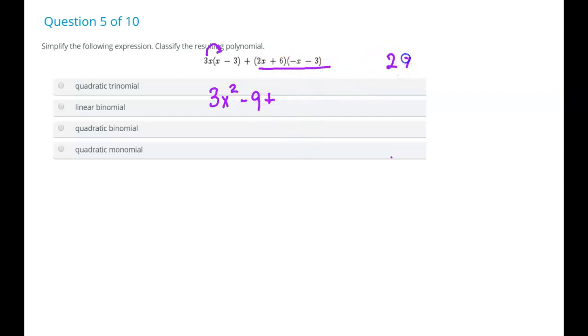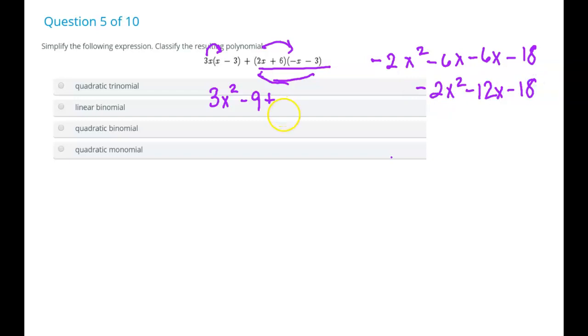So 2x, this would be a negative 2x squared. Your outer would be a negative 6x, your inner would be a negative 6x, and your last would be a negative 18. So you would then be combining your like terms, negative 2x squared minus 12x minus 18. So when you add it together, you're actually adding a negative 2x squared minus 12x minus 18. And if you got rid of your parentheses, it would look like this.